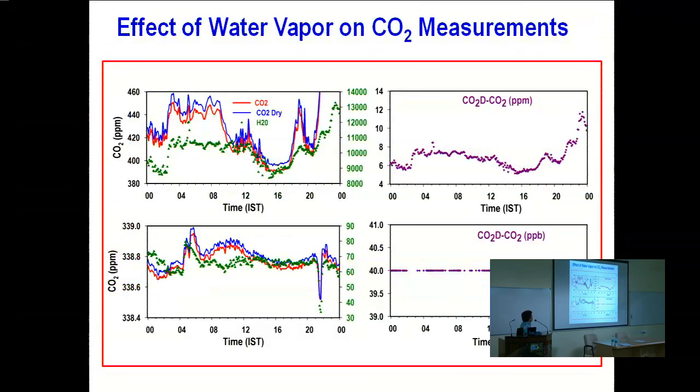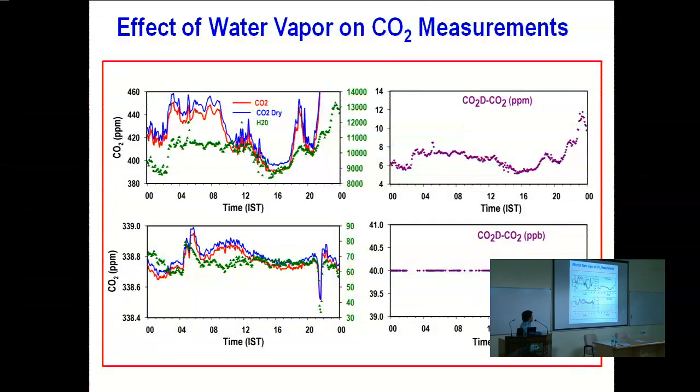From this graph, which is the lab experiment, you can see that when the water vapor varies from 8,000 ppm to 40,000 ppm, the error can range from 6 ppm to 12 ppm. So for getting that much 0.1 ppm accuracy, we need to reduce the water vapor from 14,000 ppm to 100 ppm.